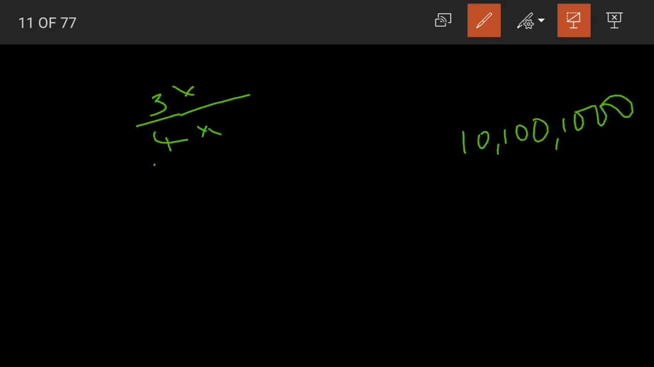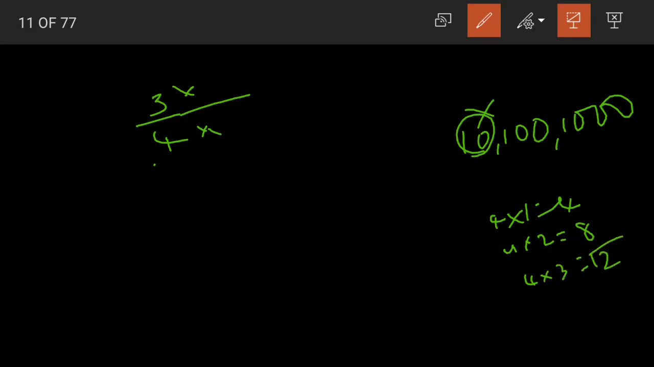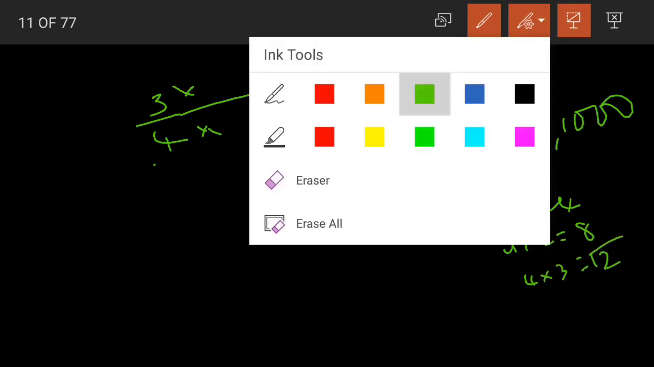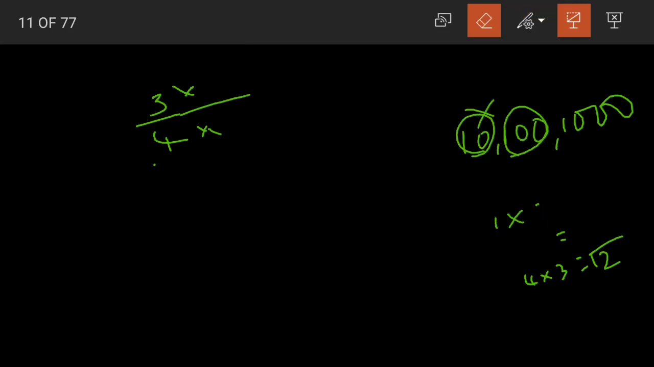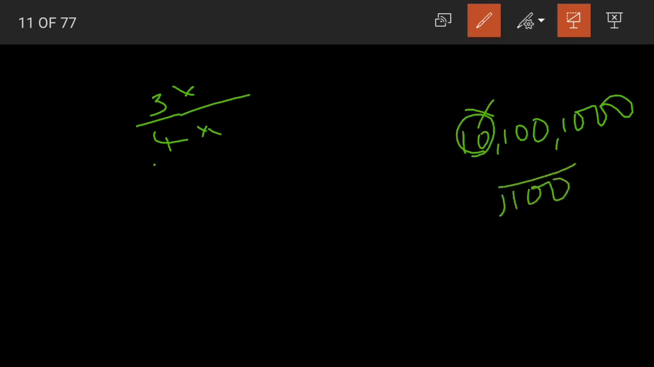Now if we multiply 4 with anything, will we get 10? No. See, we have 4 ones are 4, and then we have 4 twos are 8, then we have 4 threes are 12. So 10 does not come in the 4 table. Let us check for 100. Let us divide 100 by 4 and see how many times it goes.